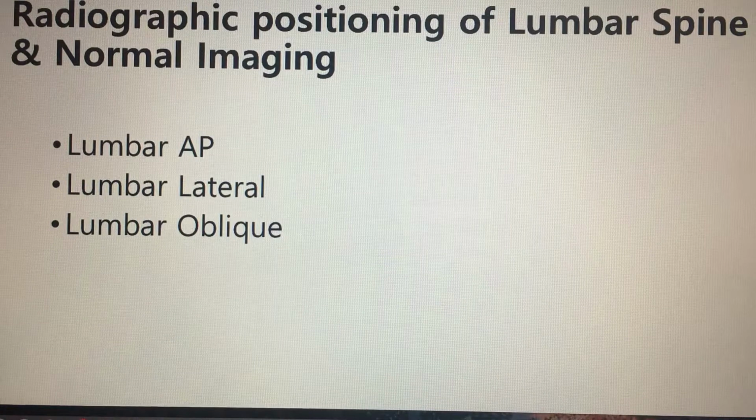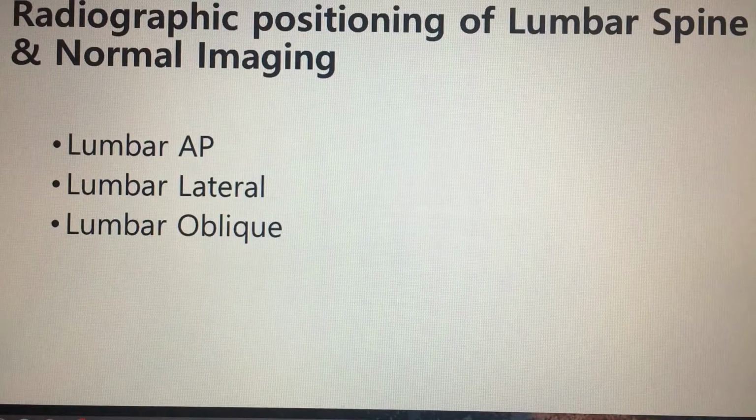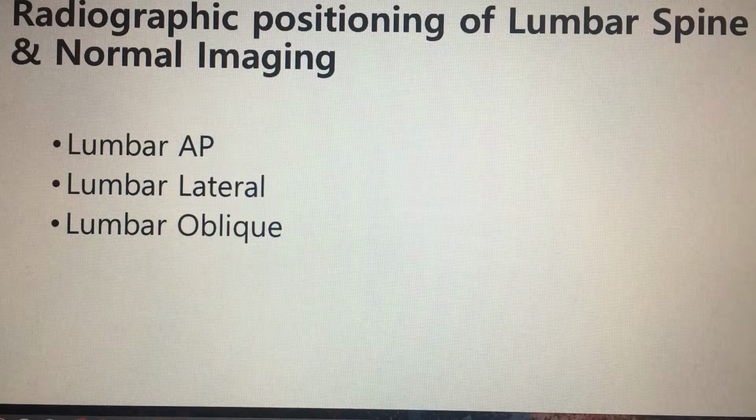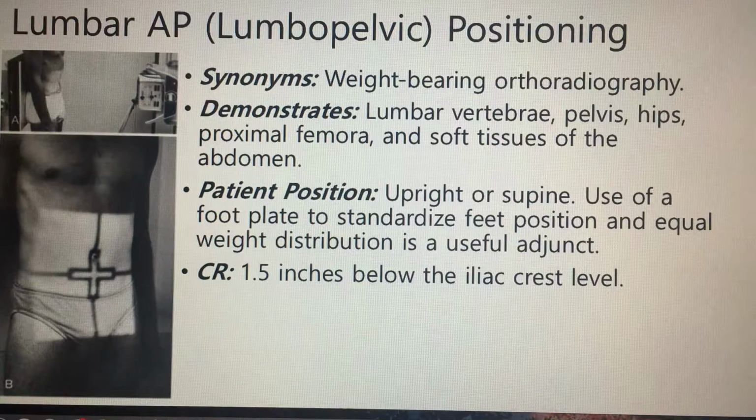Today we will do positioning for the three views we saw above: lumbar AP, lumbar lateral, and lumbar oblique. In lumbar anterior to posterior positioning, it should include thoracic spine 12 to sacrum. The patient is in standing position for weight bearing and posture analysis. Central ray is 1.5 inches below the iliac crest.